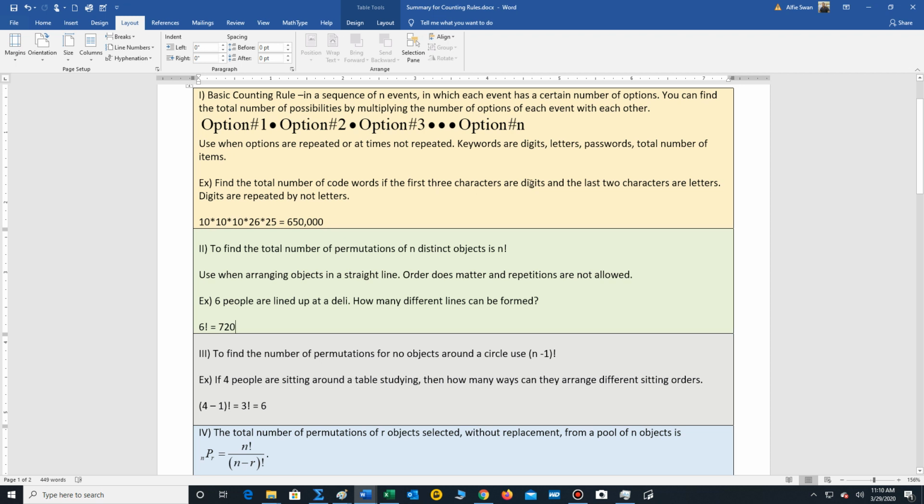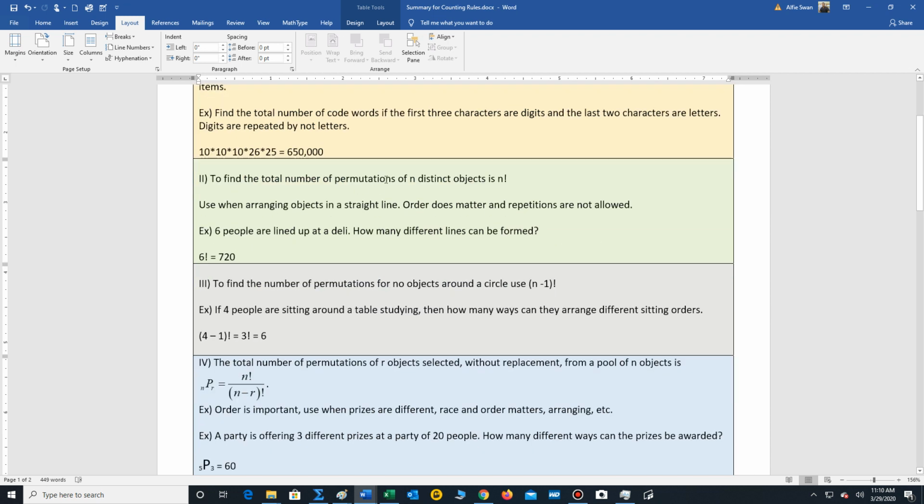So remember, there are always 10 digits, 0 through 9. Since they're repeated, we have 10, 10, 10. Now, the last two characters are letters. There are 26 letters in the alphabet, but they're not allowed to repeat. So you have 26 choices for the first letter. One of those letters will occupy that position, so only 25 choices for the last letter. That gives 650,000 different code words.